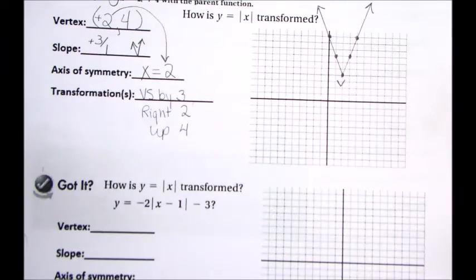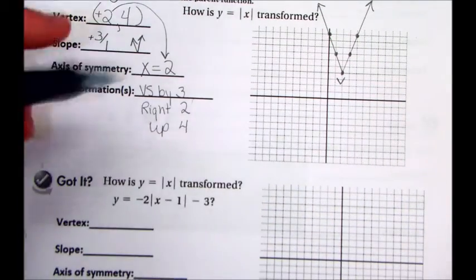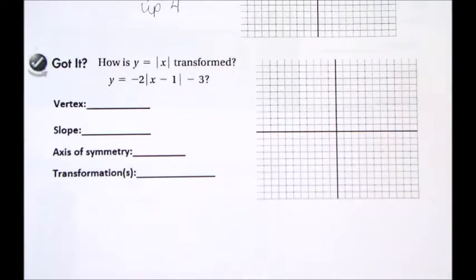And can you see how it's kind of skinny? That's because of that 3 out front. Can you see how it moved right 2 and up 4? That's because of the 2 and the 4 that we saw. Let's try one more time.